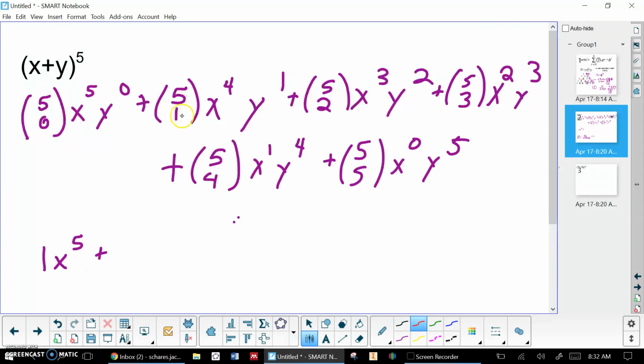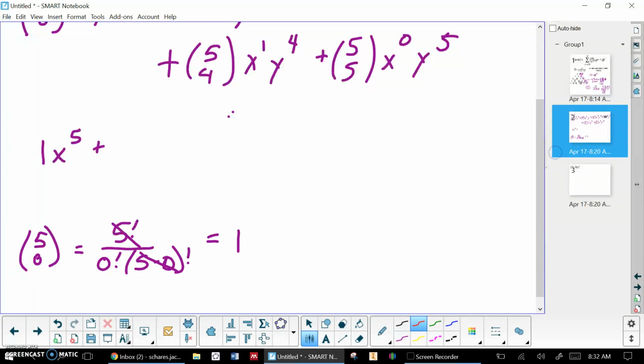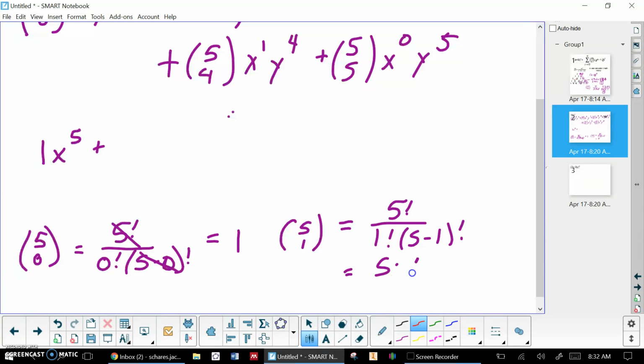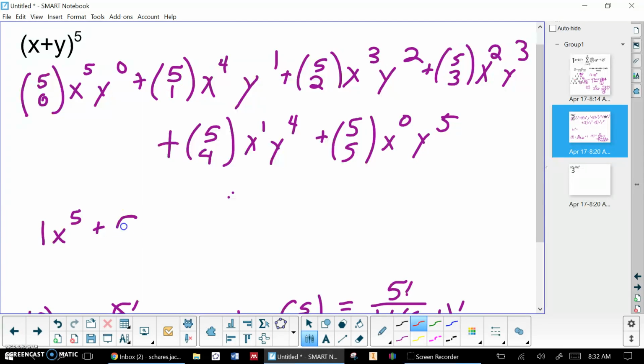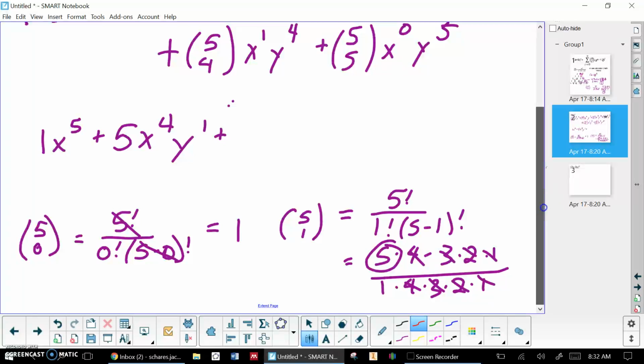Then we have 5 choose 1. Again, we could use our formula here if we wanted to. 5 choose 1 is going to be 5 factorial over 1 factorial times (5 minus 1) factorial, which is 5 times 4 times 3 times 2 times 1 over 1 for the 1 factorial, and then 4 factorial, so 4 times 3 times 2 times 1. You'll see all these cancel out, and we're left with 5. So here, 5 choose 1 is 5, x to the 4th, y to the 1st. Carrying on here, 5 choose 2. Go ahead and do that down here a little bit further.